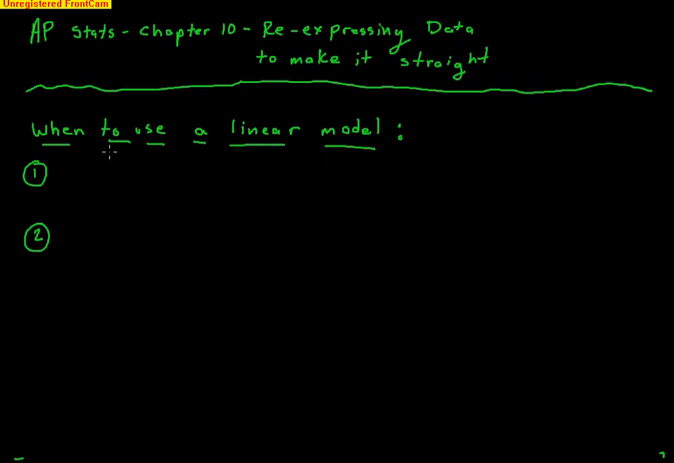All right, this is AP Statistics Chapter 10, and Chapter 10 is on re-expressing data to make it straight. So what we spent the last couple of days talking about is when to use a linear model. And remember, there's two things that need to be checked in order to make sure a linear model is appropriate. First, the scatter plot itself, and that's the scatter plot of x versus y must be straight.